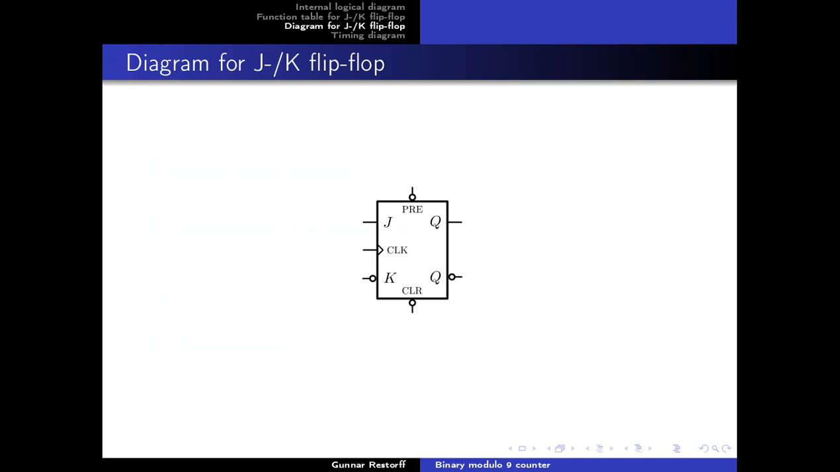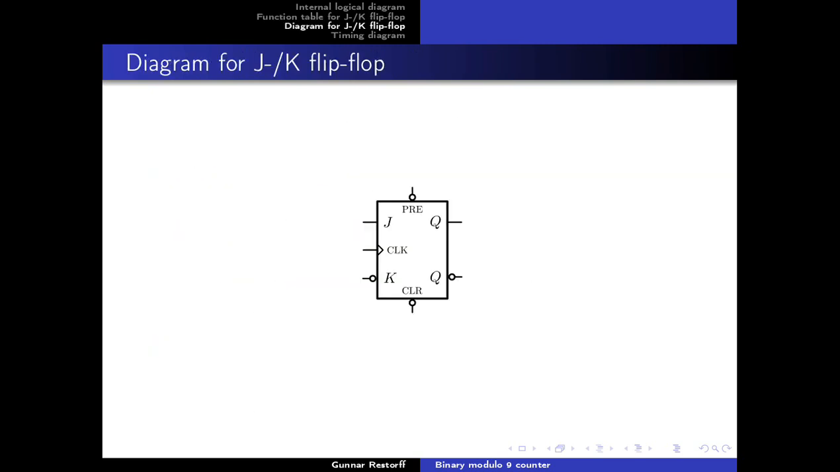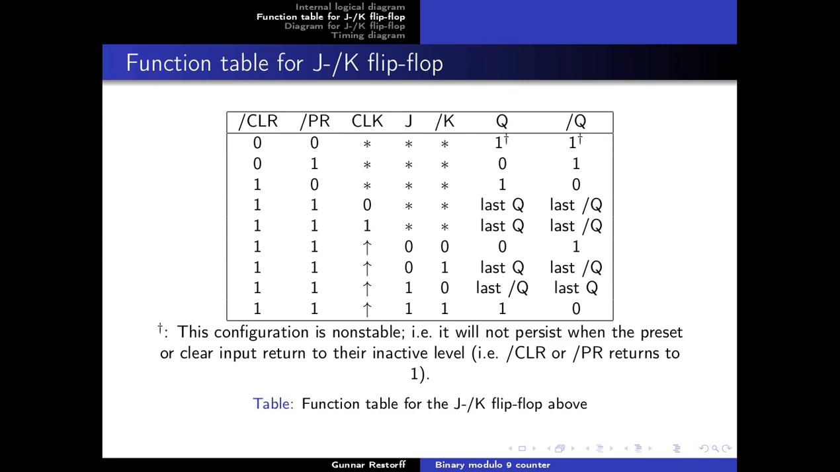So we use this diagram for this JK flip-flop, and we have the circle on the K because we can see that we have a slash K in the function table. And we have a clear and a preset, and they are negated as well, as the circles show. And this is also the case for the function table.